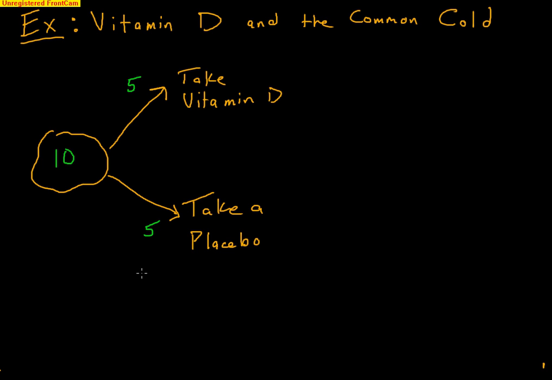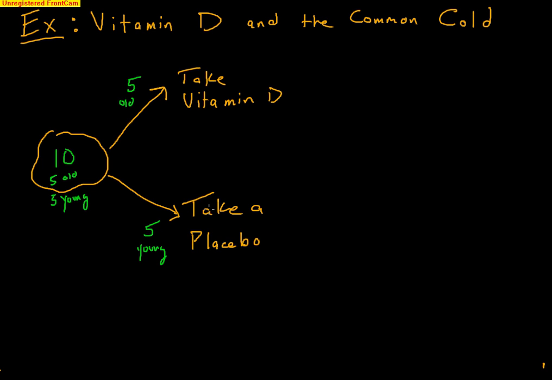Now, here is the problem. What if these 10 people had 5 old people and 5 young people? Now, I'm supposed to do it randomly, but because I only have 10 people, it would not be that weird or that unlikely if all 5 of these people were old and all 5 of these people were young. Well, guess what? I just introduced a confounding variable.